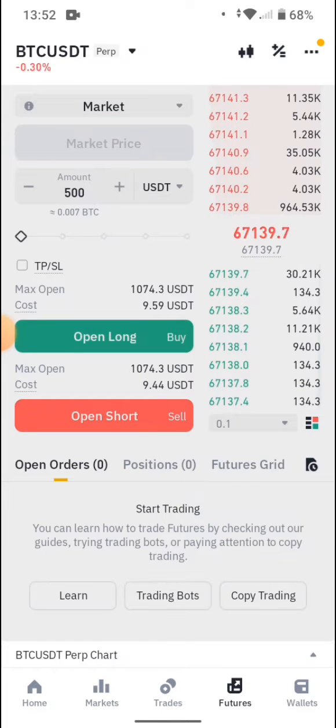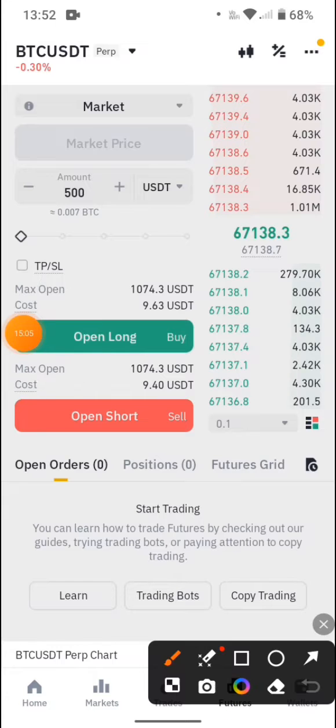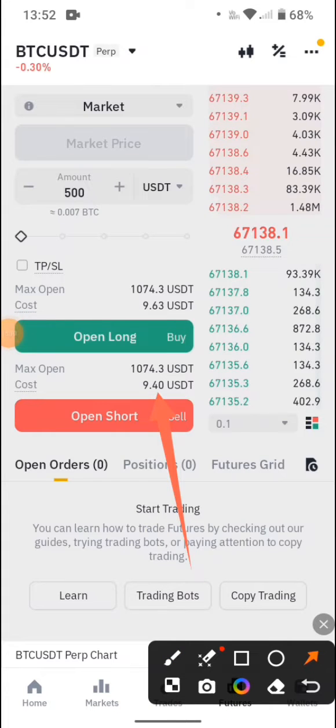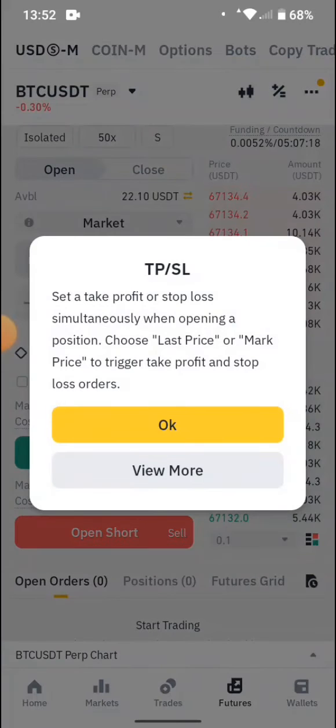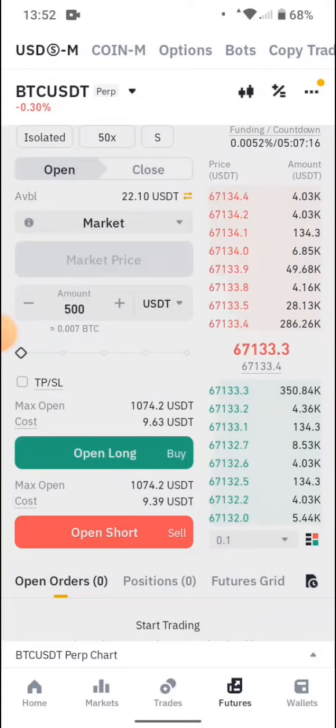Okay, if you open long now, you are saying the price of Bitcoin is going to go up. If you open short, you are saying the price of Bitcoin is going to go down. To enter this trade, out of your 22 USDT, you are going to pay 9.40 USDT, as you can see at the bottom, 9.43. After this, you can set your TP and SL, your take profit and stop loss.